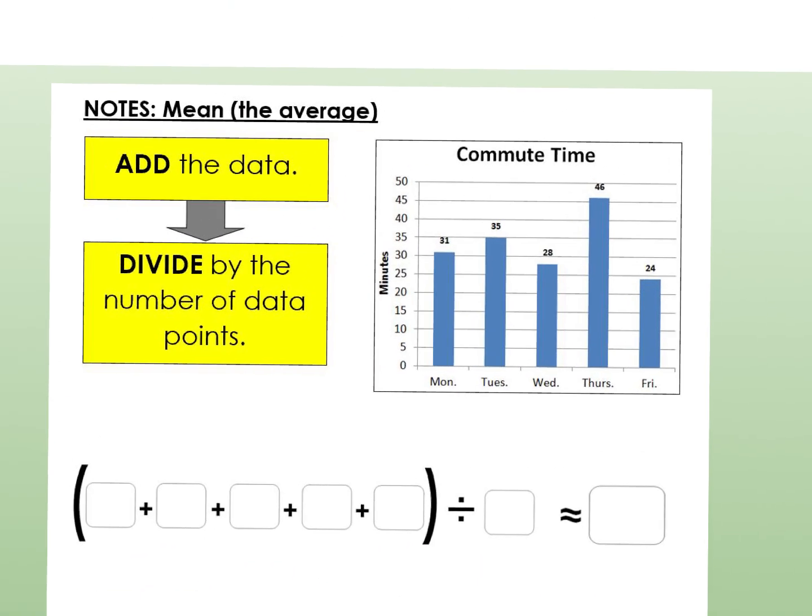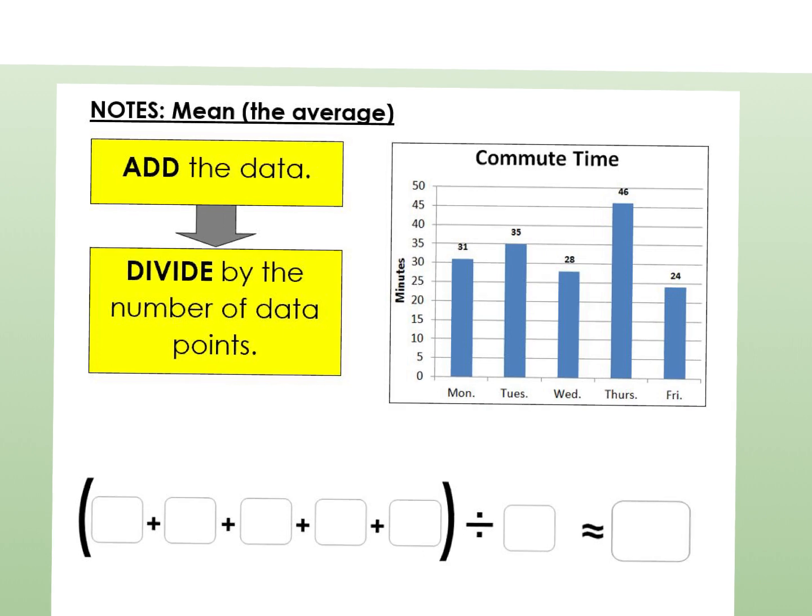All right, the first set of data that we're going to find the mean of is this table. This is the commute time for somebody on different days. Commute means how long it takes you to get to work. This person measured how long it took them to get to work each day, and this is their data. We're going to add up all these numbers to get a total and then divide by how many.